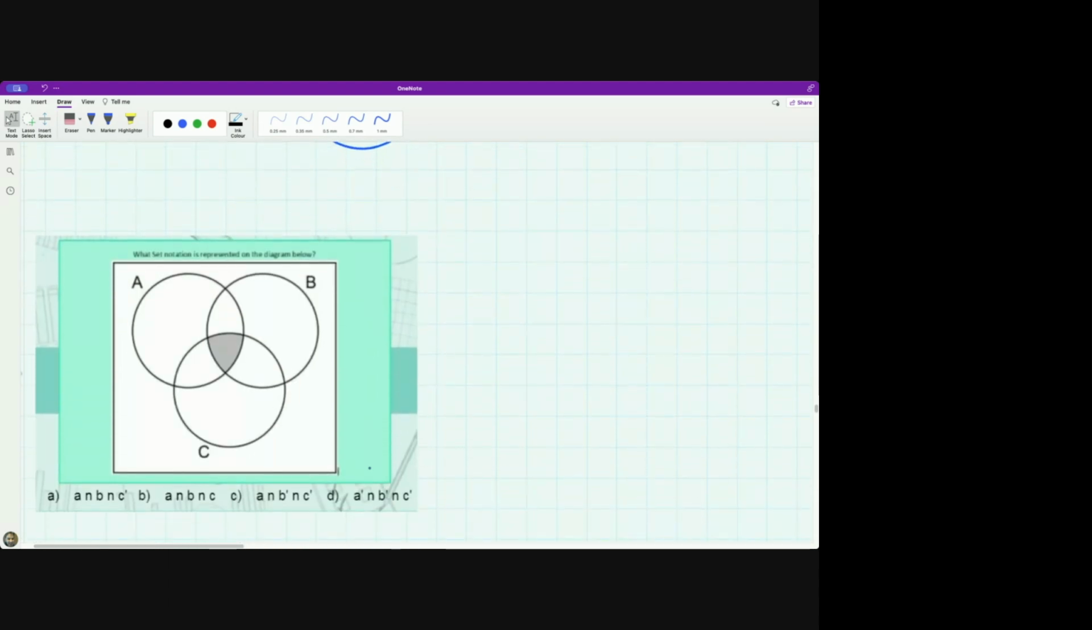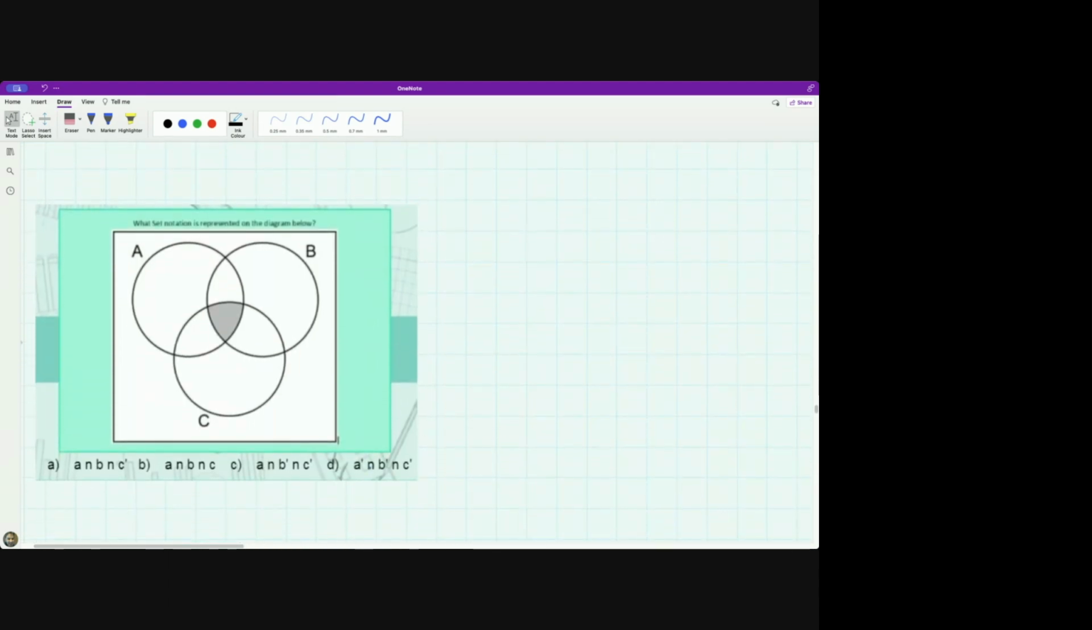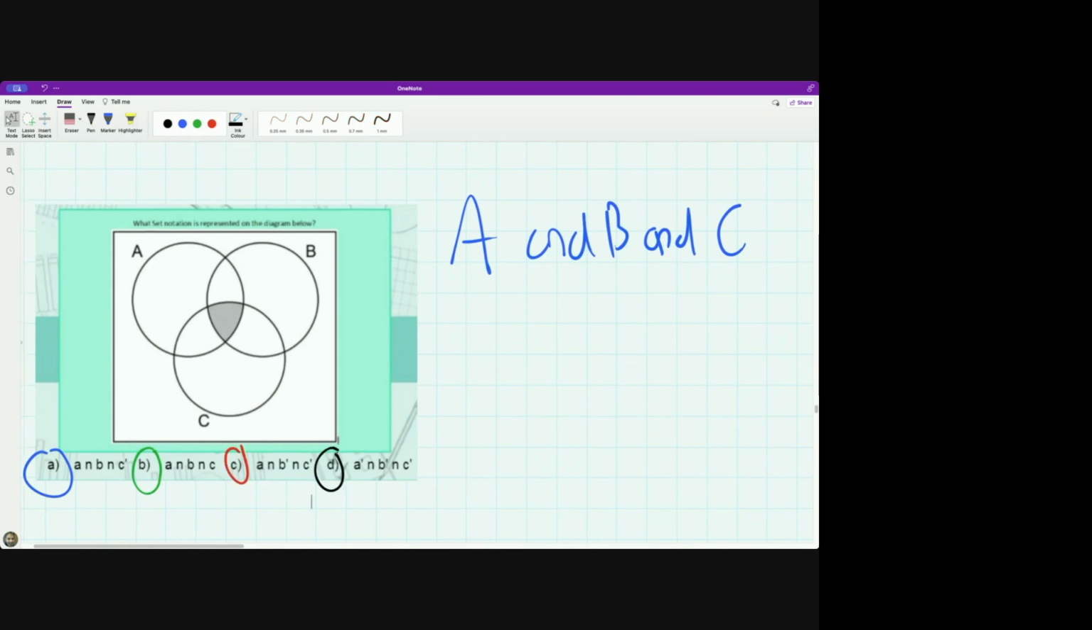What about this? That for me is the region shaded is A and B and C. It's all those things that are in A and B and C. Which of these four options do you think is correct? Is it this one? Is it A? Is it B? Is it C? Or is it D? Indeed, it's just going to be that one, B.